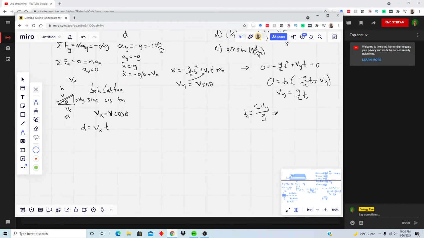Let's look at this, and we get 2V sine theta over g. Okay. And so in the end, we still want to solve for this right here, right? This theta.